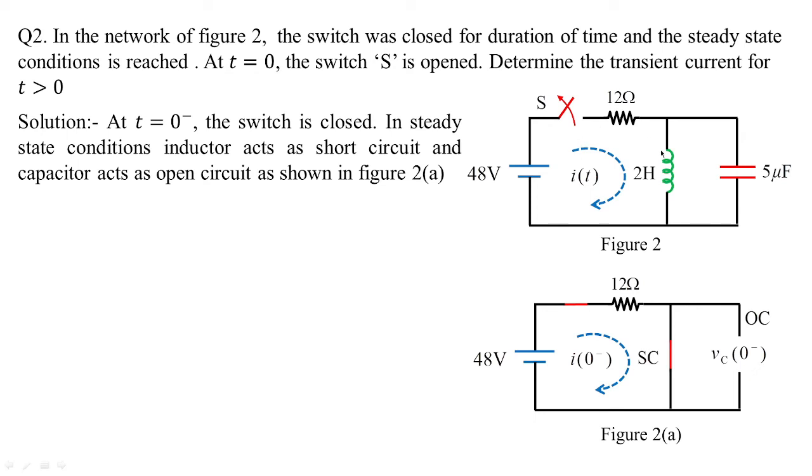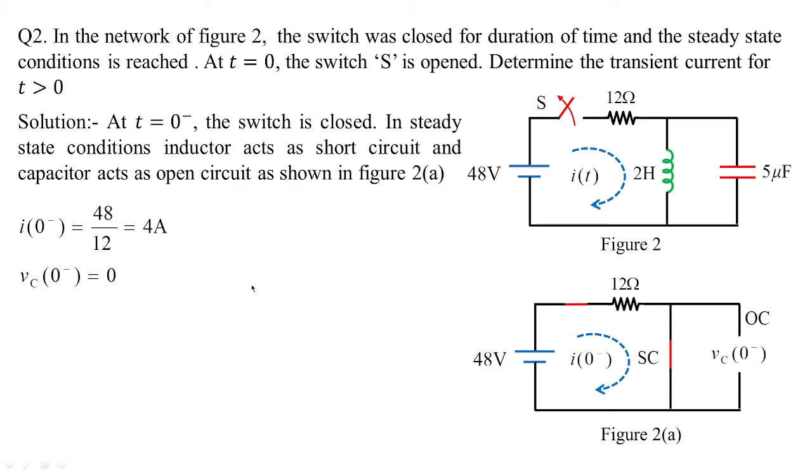So naturally, you can see the current which is flowing through the inductor is obtained as I of 0 minus, whereas the voltage across the capacitor is obtained as VC of 0 minus. So what are these values? Since it's a closed circuit, naturally the value of current will be 48 divided by 12, which is equal to 4 amperes. This you need to remember. And since the short circuit is placed in parallel with the open circuit condition, naturally the value of capacitor voltage is 0.